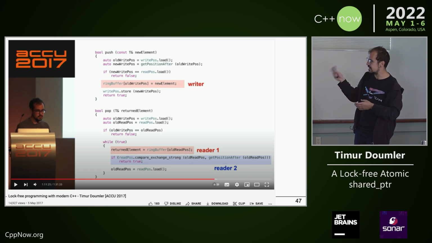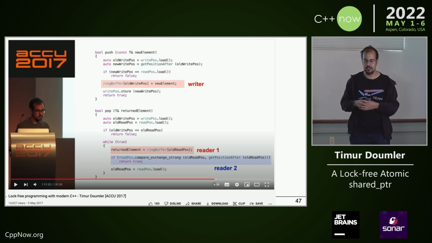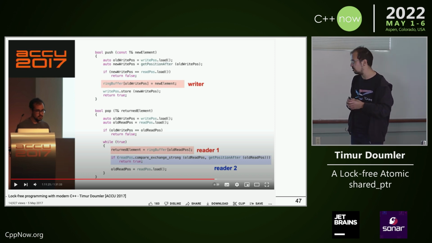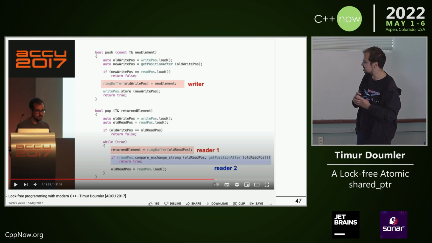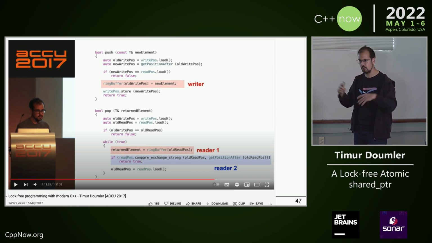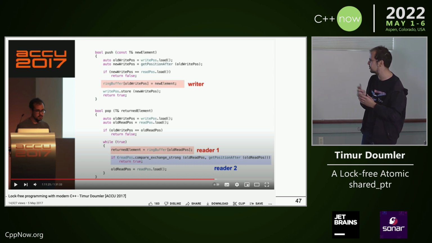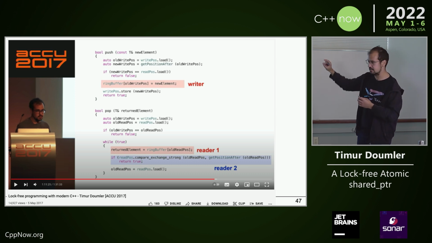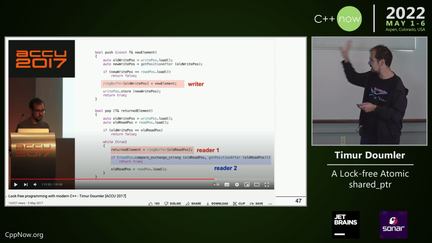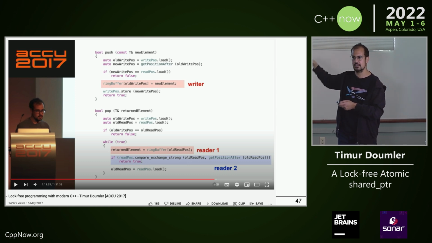And now we come to the second major blunder that I committed during a past conference talk. It was a talk at ACCU 2017, which was called Lock-Free Programming with Modern C++, because of course it's a good idea to talk about that if you don't know what you're doing. And I was talking about a lock-free queue that would work with multiple readers, and I had this code on the slide, and I was like, okay, this is the solution. I tested this. This works.